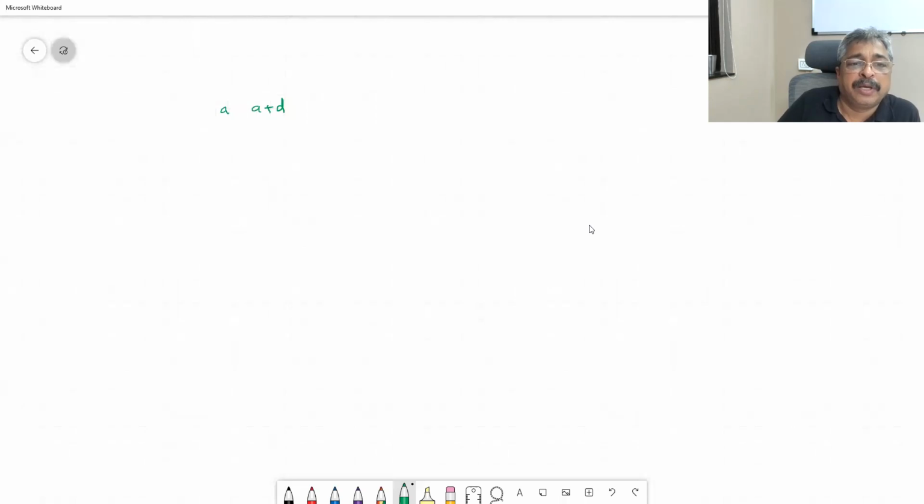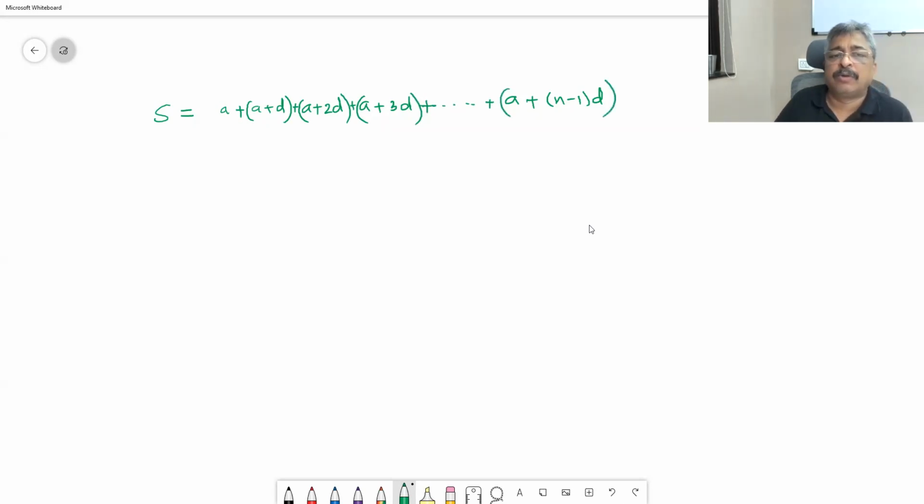a plus d, a plus 2d, a plus 3d, dot dot dot, a plus (n minus 1) times d. Okay. And we solved a couple of problems also. Now the question is, if I want to add all these numbers which are in arithmetic progression, we want to find out the summation of n numbers in arithmetic progression.